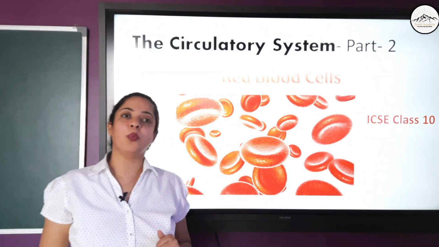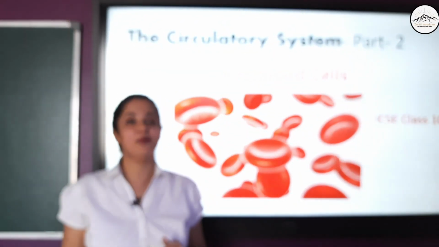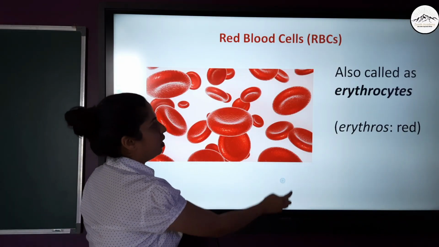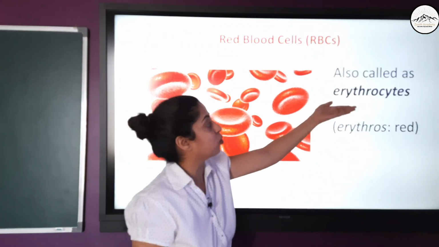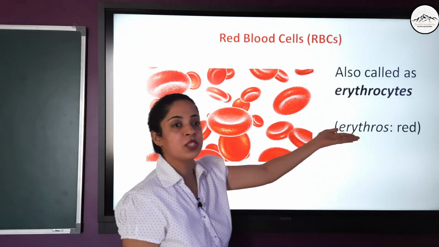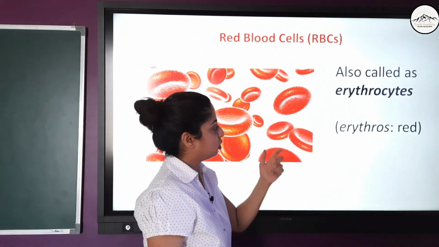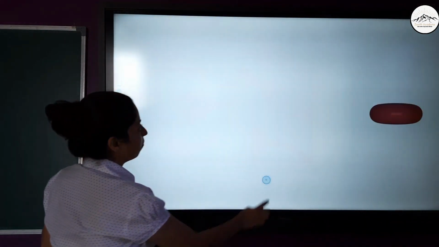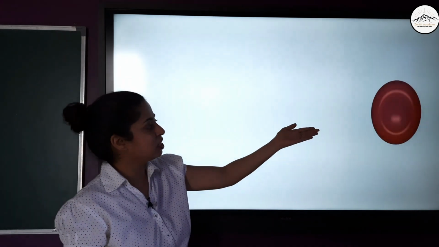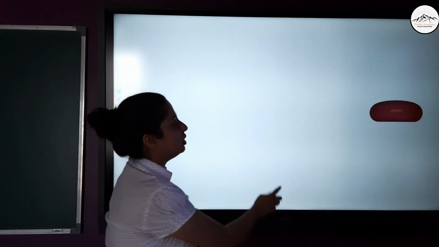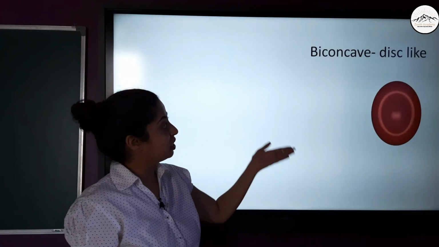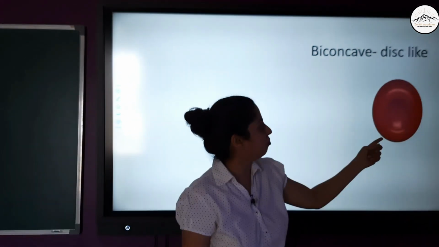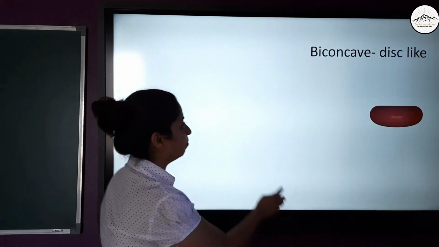So welcome you all to part 2 of the circulatory system, that is red blood cells. Now children, red blood cells are also known as erythrocytes, where erythros means red. So that is why, since it is red blood cells, erythrocytes. Now can you see this structure? This is a red blood cell. It is a biconcave disc-like structure. You can see that it is thick at the periphery and thin at the center.